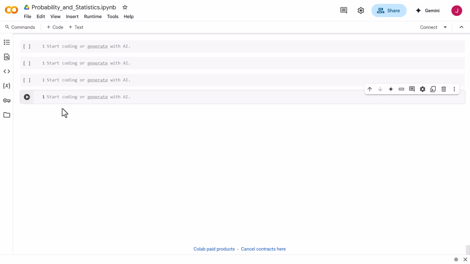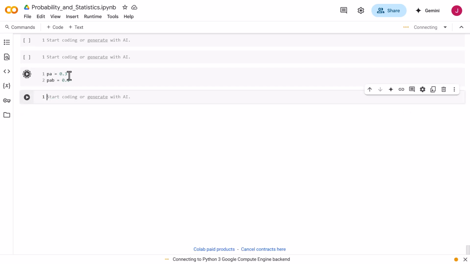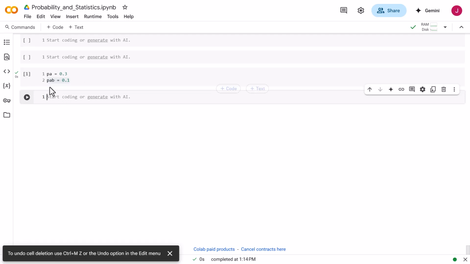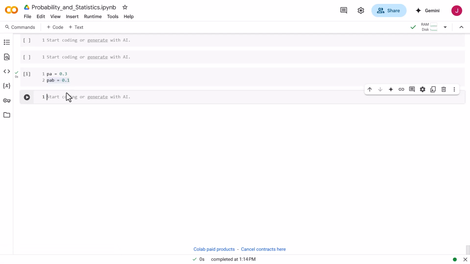For example, we have probability of A equals 30% and probability of A and B equals 10%, right? So this is the probability of event A, and P(A and B) is the joint probability of A and B. It means the intersection of A and B. Now, we want to calculate conditional probability. We have probability of A equal to 30%, probability of A and B equal to 10%, right?